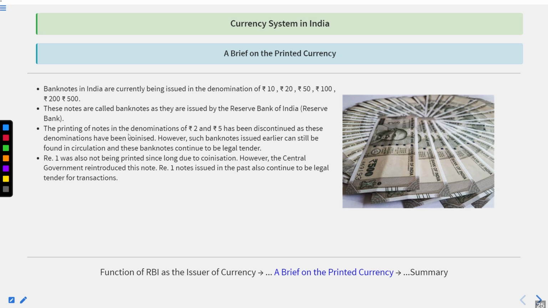The printing of notes in the denomination of rupees 5 and 2 has been discontinued as these denominations have been coinized. Because now we have coins of these, that's why the notes have been discontinued. However, such banknotes issued earlier could still be found in circulation and continue to be legal tender. Rupee 1 was also not being printed for a long time due to coinization. However, the central government reintroduced the rupee 1 note. Rupee 1 notes issued in the past also continue to be legal tender for transactions.